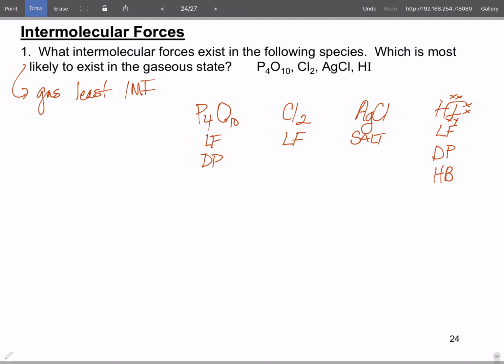All right. So the question then becomes, which is least likely to exist in the gaseous state? So we're looking for the lowest intermolecular forces. So that would be chlorine.